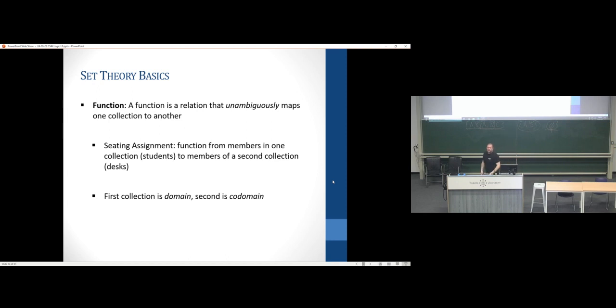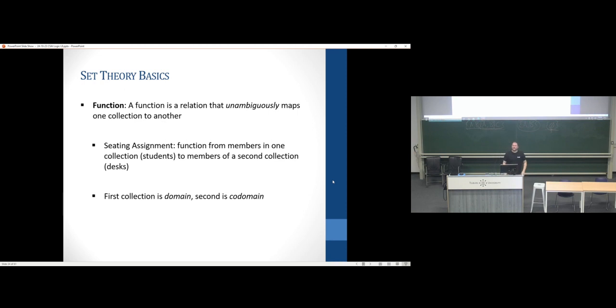Right? So the easiest kind of function to get your head around is a seating assignment, right? It's a function from members of one collection, students, to another collection, desks or seats. And a good function should give one to one there. But of course, people screw up.